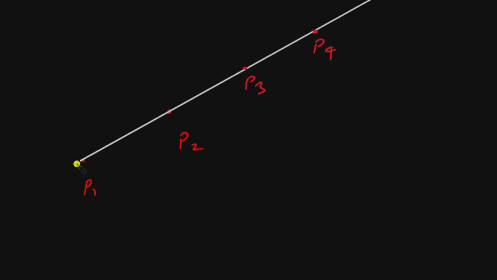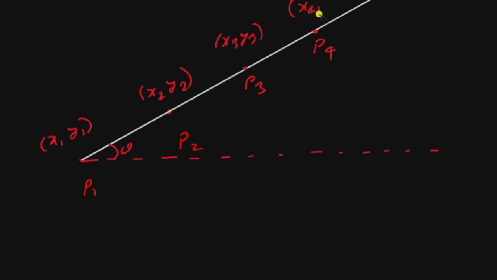So how can we check? First of all, if the number of points is more than 2, we will find the slope. The slope of the line joining P1 and P2 will be theta. Suppose the coordinate of point P1 is x1 comma y1 and the coordinate of P2 is x2, y2, and similarly for P3 let's say x3, y3, and for P4 it is x4 comma y4.